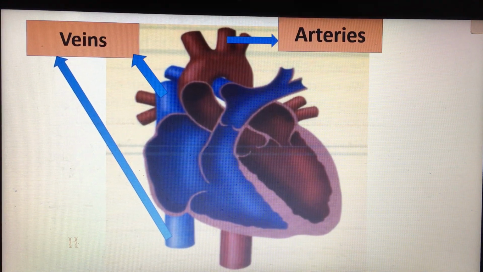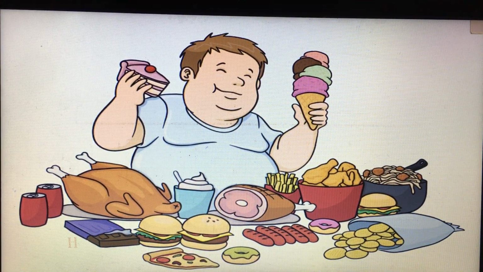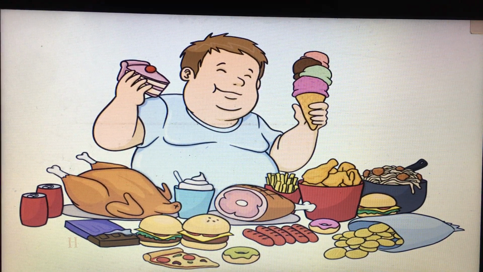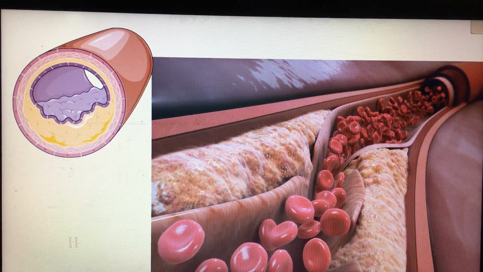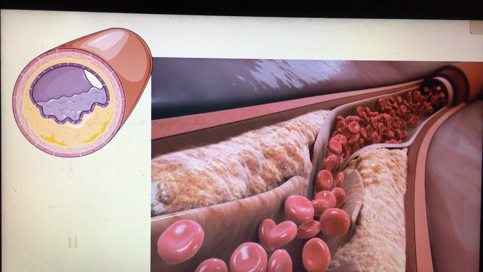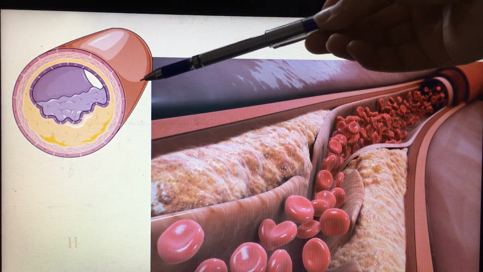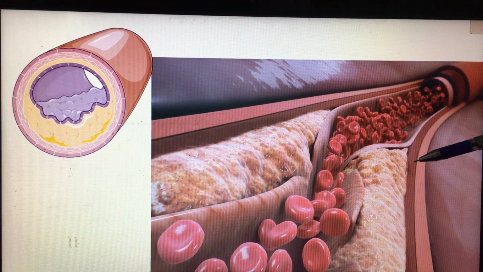Now the question is, what will happen if we eat too many fatty foods? So, we said that eating too much fatty foods will harm our bodies. So, how do these fatty foods affect our heart? So, to answer this question, look at this picture. Do you know what this is? Actually, in this picture, we have an artery. And this artery is blocked with fat.